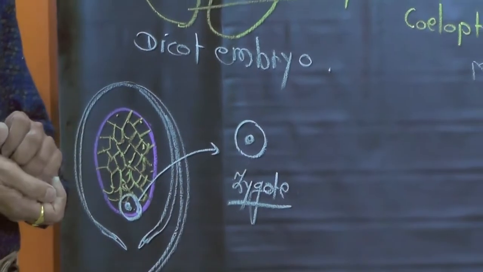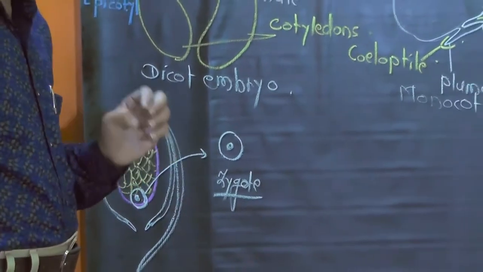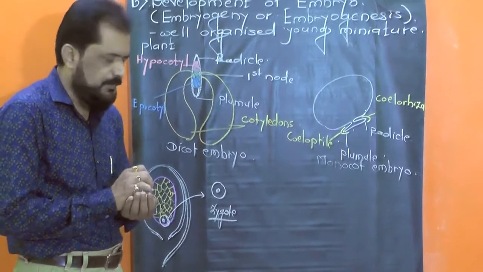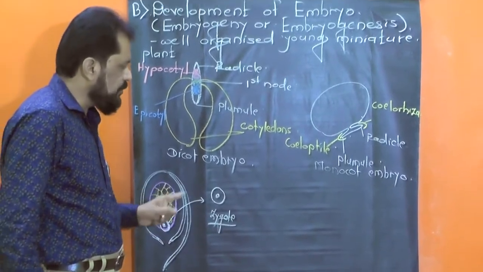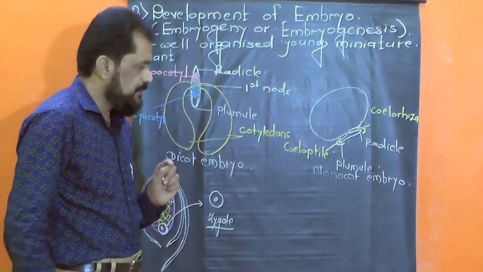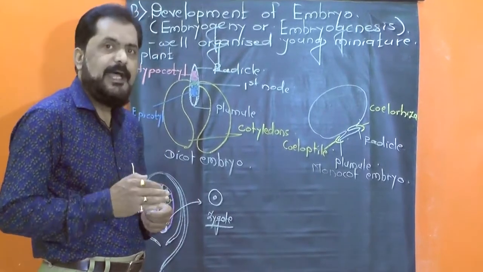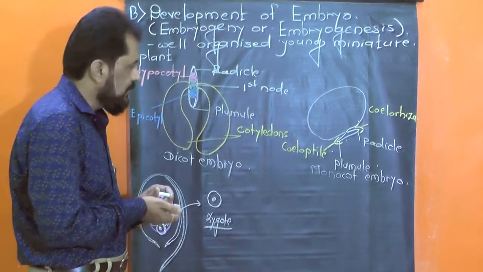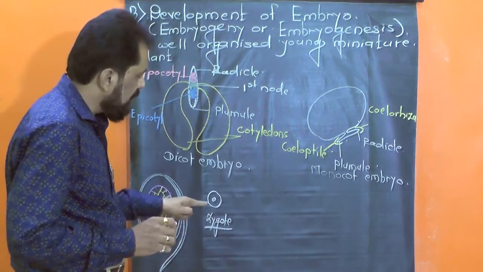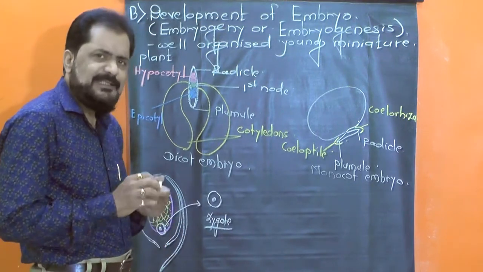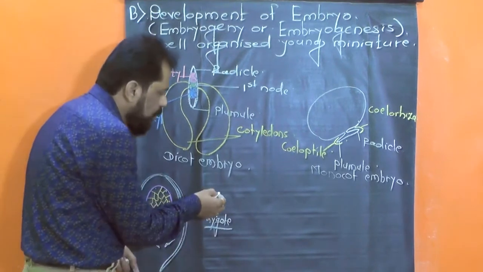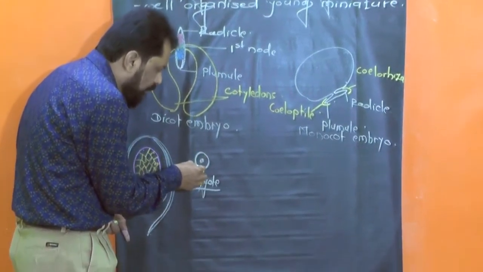Initially we have to study the development of dicot embryo. Typically, during the development of a dicotyledonous embryo, initially the zygote slightly swells in its size and secretes its own cellulosic cell wall.